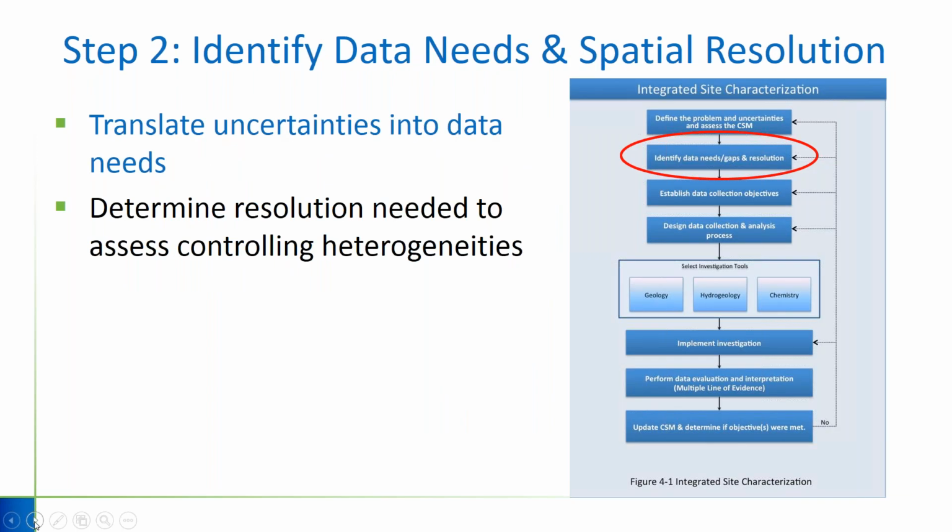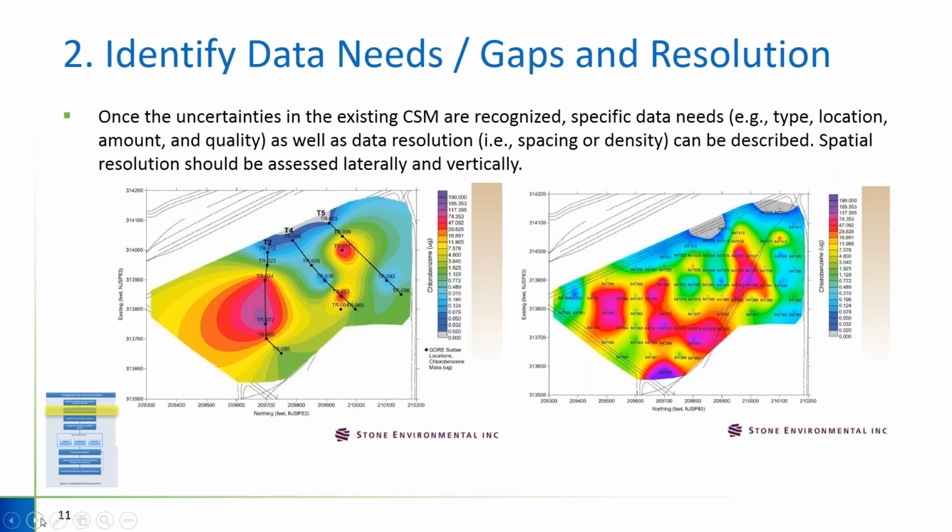So step 2 is identifying what the data needs are and what resolution we might want to think about. How high of high resolution tools do you need to use, for example? So this is just an example of 2 different ways to deploy samplers to try to get at the resolution issue. So on the left, we show some transects. In this case, I believe these are passive soil gas collectors. So they're basically just mapping hotspots, in this case in soil vapor.